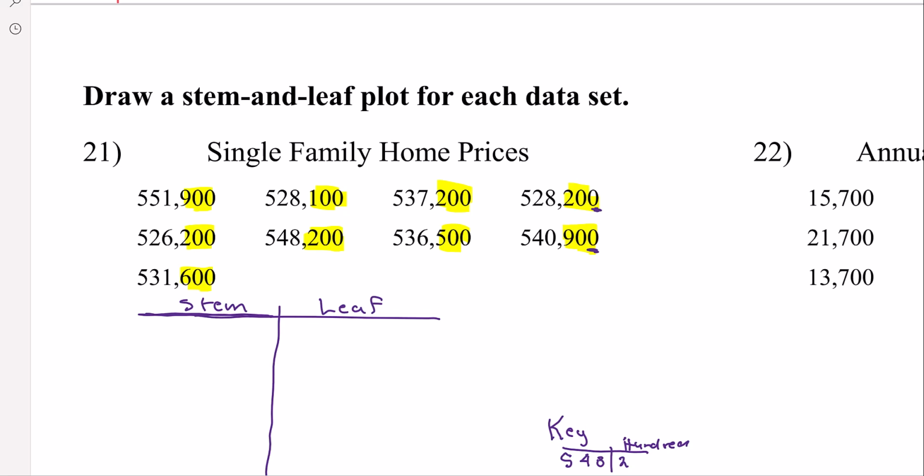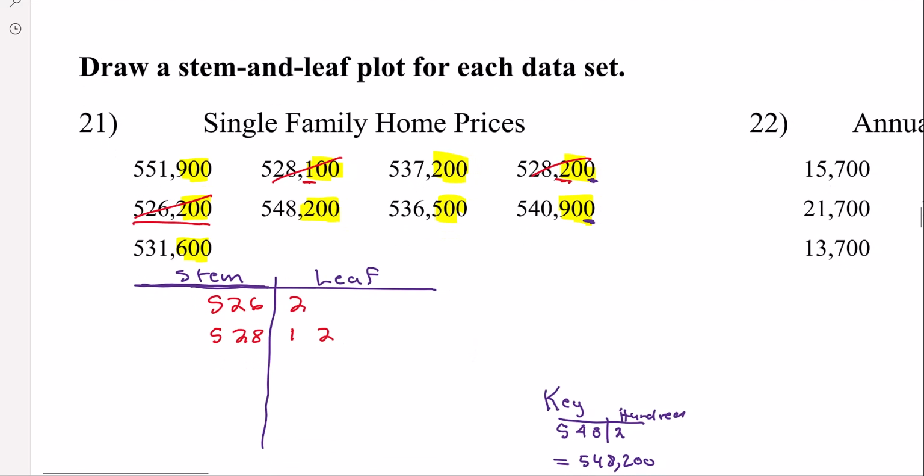So if we find the lowest value, it looks like 526 might be the lowest value. So I'm going to put 526, and then this is going to be a 2. Are there any other 526s? Nope. Then we're going to put 528. There's a 100. There's a 200. So we did that one. Are there any other 5? Nope.